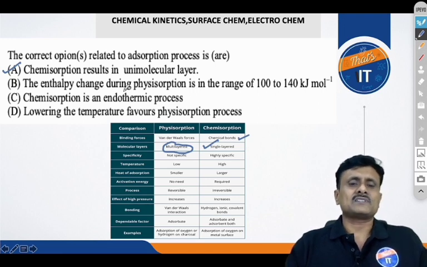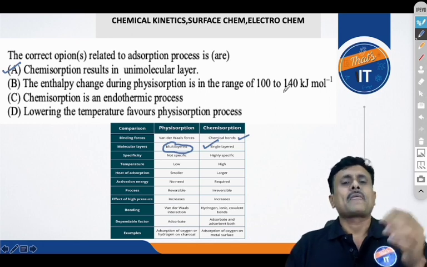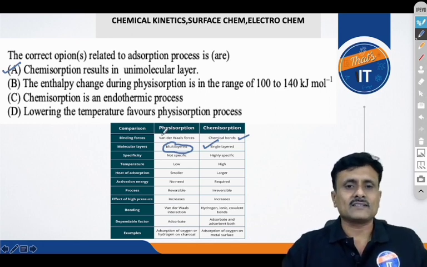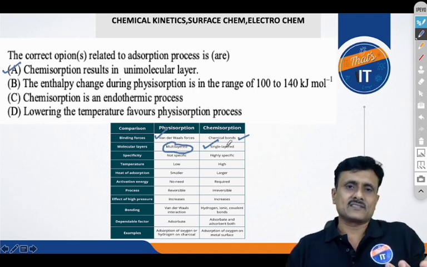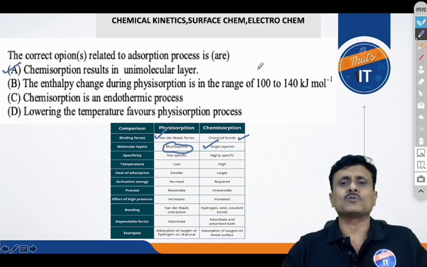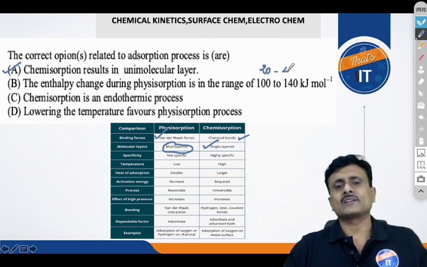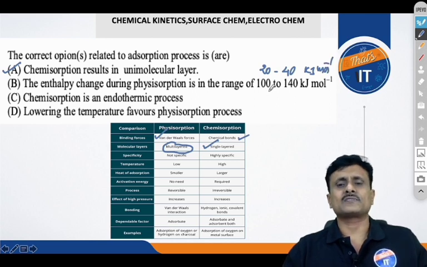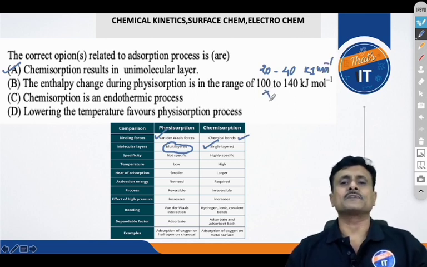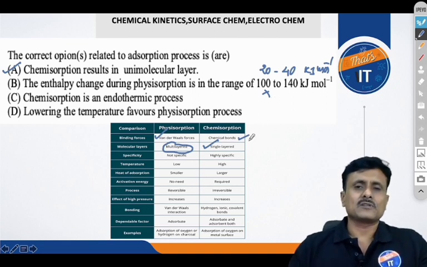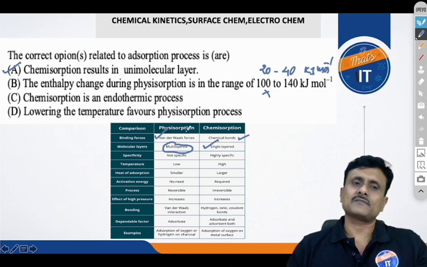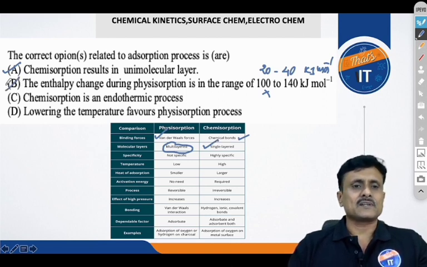And the enthalpy change during physisorption is said to be in the range of 100 to 140. You know that physisorption involves van der Waals forces, hence the energy released in that process will not be so high. It will be somewhere between 20 to 40 kilojoule per mole. So it is not correct to say that physisorption is of the order of 100 to 140. That is actually near the chemisorption value, because the bonds in chemisorption are stronger than those of physisorption, isn't it? So this statement is incorrect.